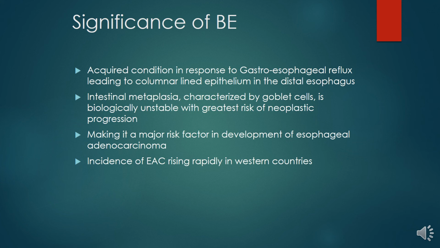Barrett's esophagus is an acquired condition. It is in response to gastroesophageal reflux, leading to columnar-lined epithelium in the distal esophagus. Intestinal metaplasia is characterized by goblet cells, which are biologically unstable with the greatest risk of neoplastic progression, making it a major risk factor for development of esophageal adenocarcinoma. The incidence of this is rising rapidly in Western countries.